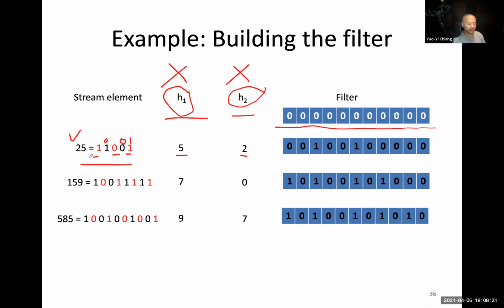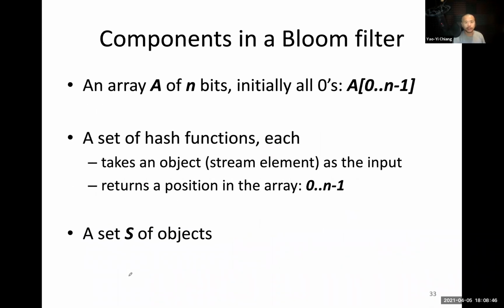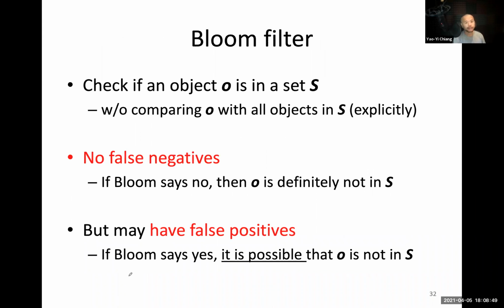In the Bloom filter, you take all the elements in your database. This is your database. Remember, the goal of a Bloom filter is, when a new item comes in, we want to know if the new item exists in the database already. The property of the Bloom filter is: if the Bloom filter says no, then your new item is definitely not in S. If the Bloom filter says yes, it is possible that your new item is not in S. So how does this work?